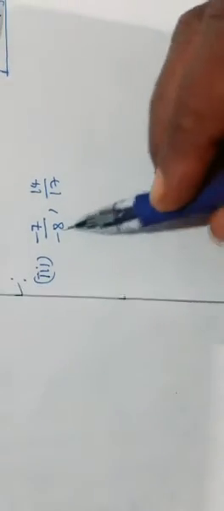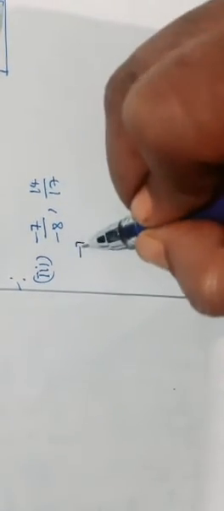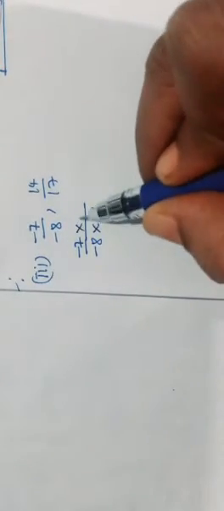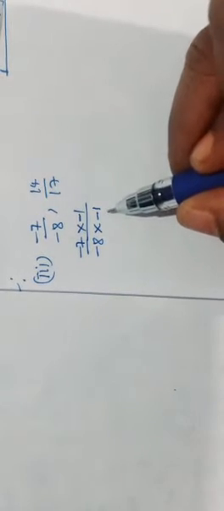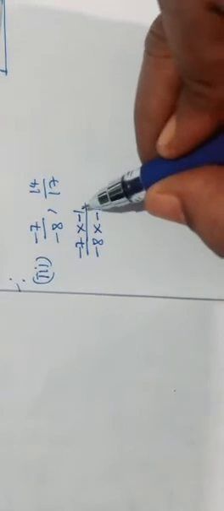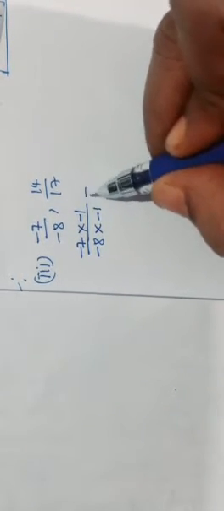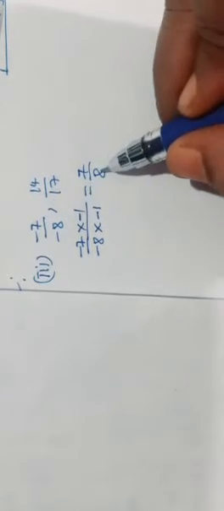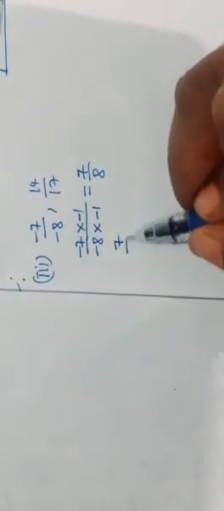Children, the next pair is minus 7 by minus 8 and 14 by 17. In minus 7 by minus 8, in the denominator we have a minus sign. To make it positive, we have to multiply by minus 1 in the denominator, and the same way in the numerator. So it becomes 7 by 8, or simply you can cancel minus minus, we get 7 by 8, children. So the pair is 7 by 8 and 14 by 17.